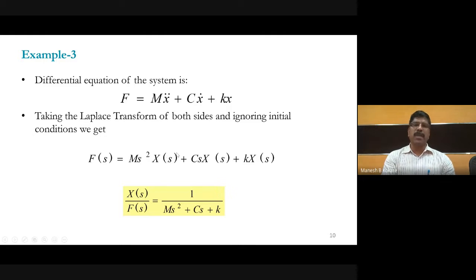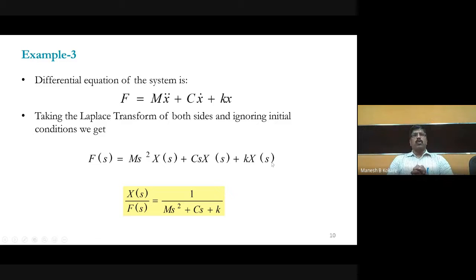Similarly, if you take the Laplace transform of this term, c is a constant, so it comes as it is. X dot is nothing but dx of t by dt, so d by dt is replaced with the simple algebraic s term, and x of t is replaced with x of s, right? So this is the Laplace transform of this term. Now plus k into x: k will be as it is, and x of s will be as it is.